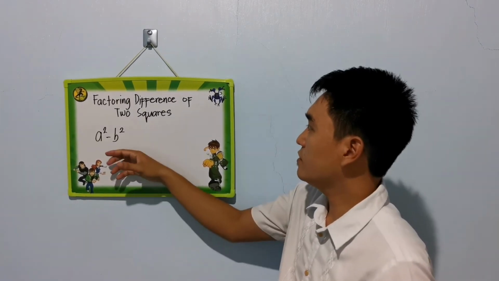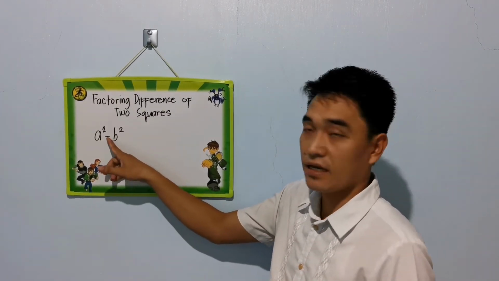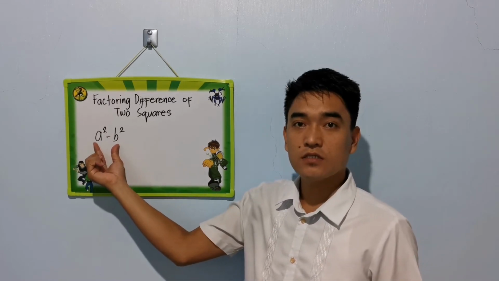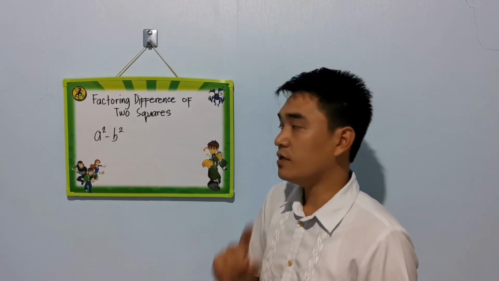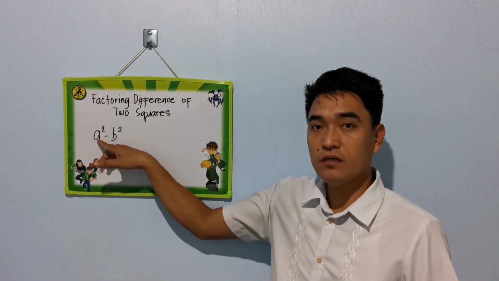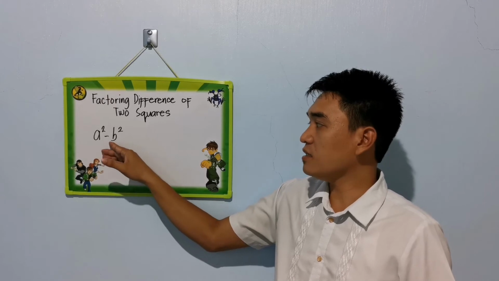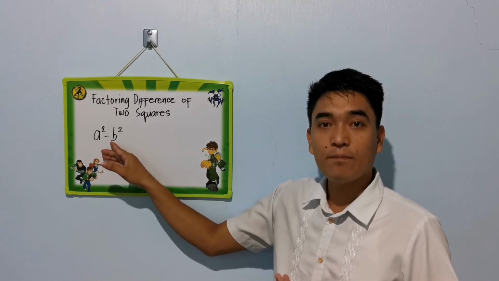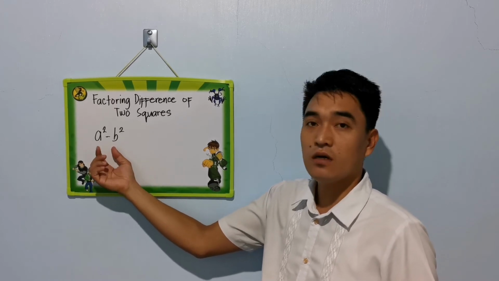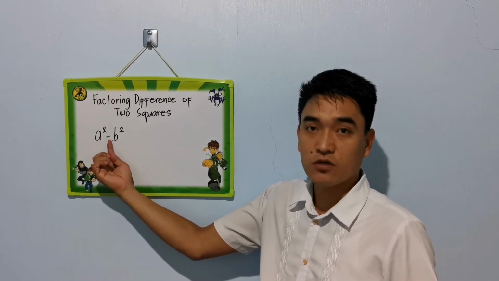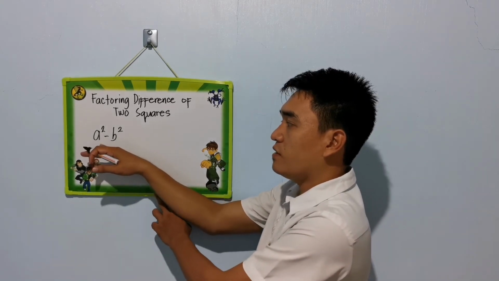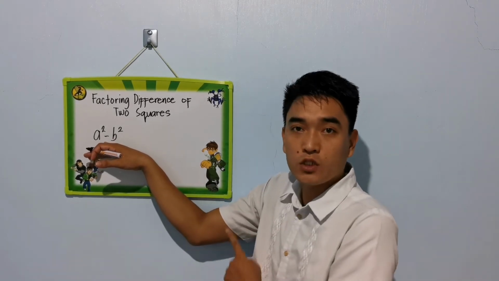So we have the difference of two squares. Remember that the first term must be a perfect square and the second term must also be a perfect square. And the operation between the two terms must be subtraction. Okay, so what are the factors of the difference of two squares?